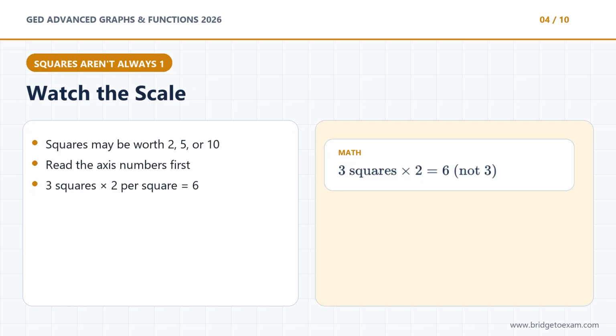The number 1 graph trap is the scale. Grid squares might count by 2, 5, or 10, not 1. So always read the axis numbers before counting squares. If each square is worth 2 and a point is 3 squares up, the value is 3 times 2, which is 6, not 3. Read the scale, then count.